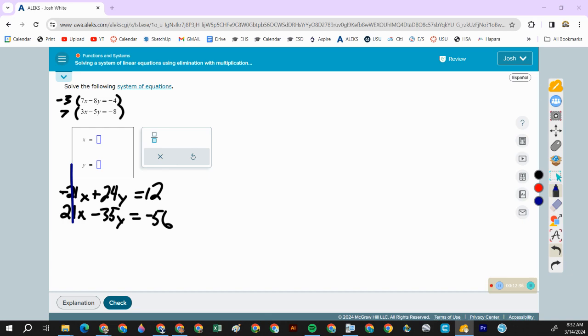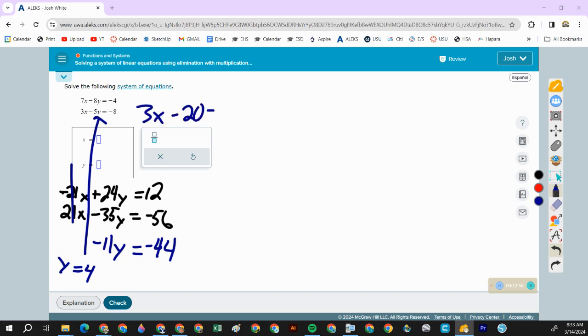And 24 minus 35 is going to be negative 11y is equal to negative 44. Divide by negative 11, and I get y is 4. Plug the 4 back in for y. 3x minus 20 equals negative 8. Add 20. 3x equals 12. So x is 4. All right, we're just about done.